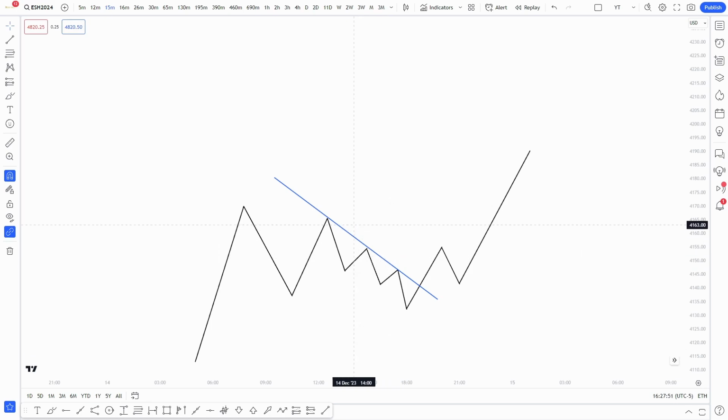Now, the reason why I love this setup so much is because you don't predict the market whatsoever. You react. You patiently wait till the stars align, and once you see that body close over the trend line, you enter the trade. Now let's dive into a live example.